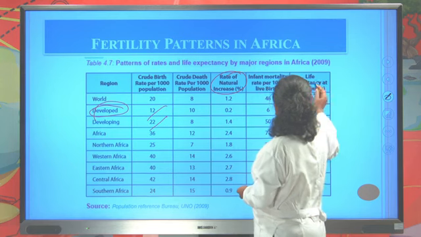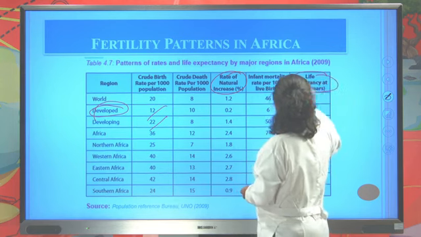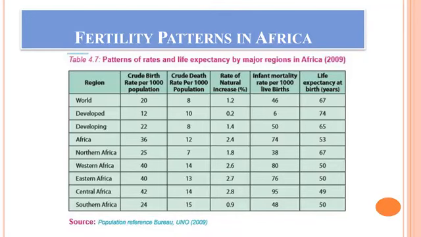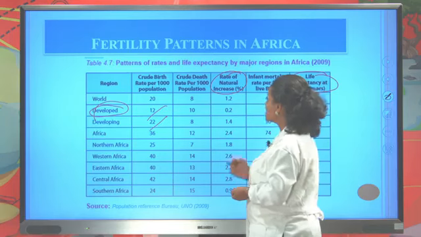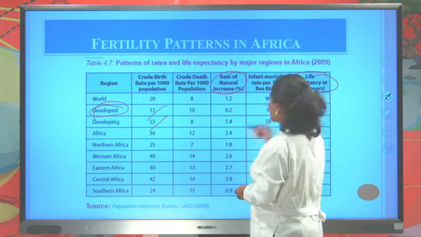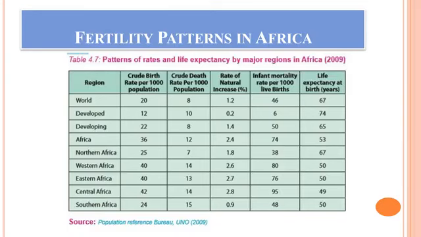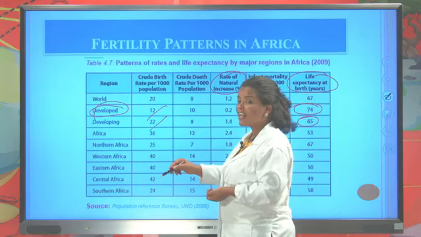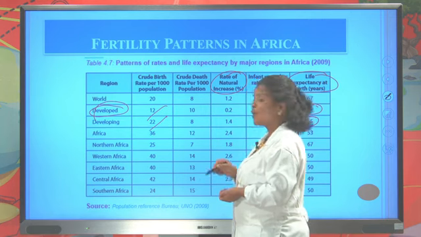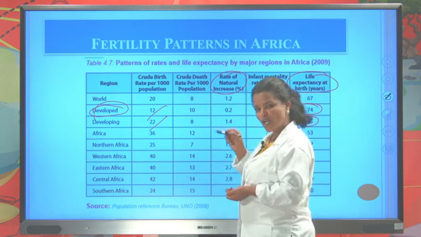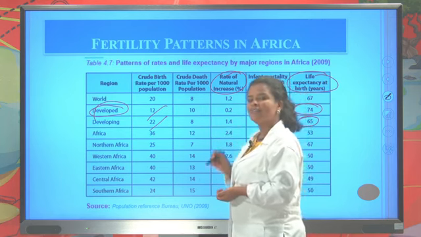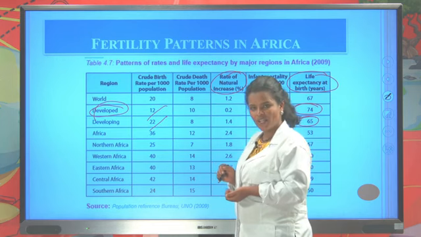So the life expectancy of a developing country is 65 years on average. The life expectancy of a developed country is 74 years. So a developing country has a high fertility rate and also a high death rate. The rate of natural increase in a developing country is also very high.